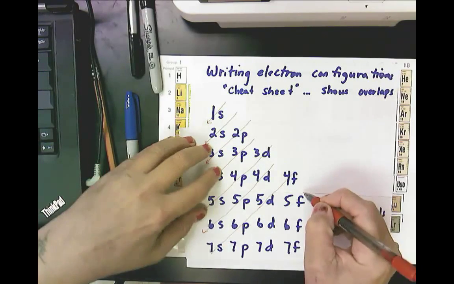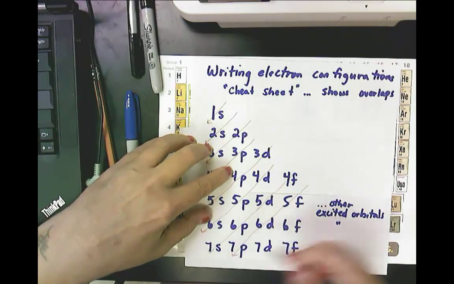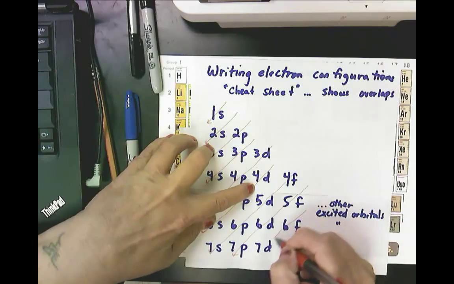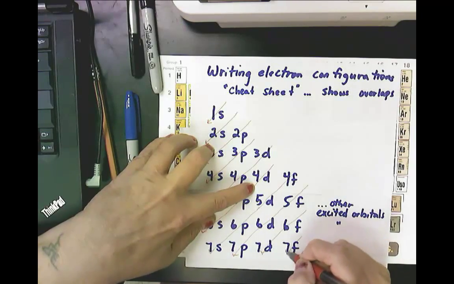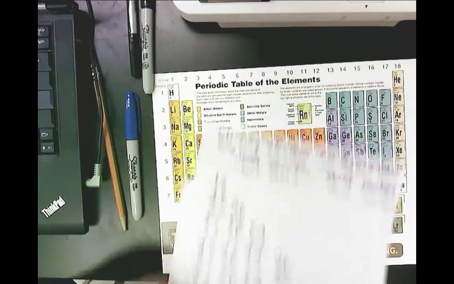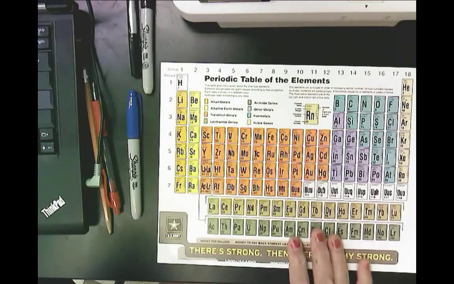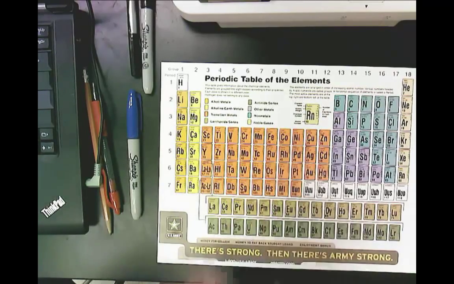It's kind of like Candyland, chutes and ladders. You follow the chute. No, yeah, this would be a chute. Okay, and so let's try one. Let's write the configuration for, let's pick an element. How about, let's use iron.